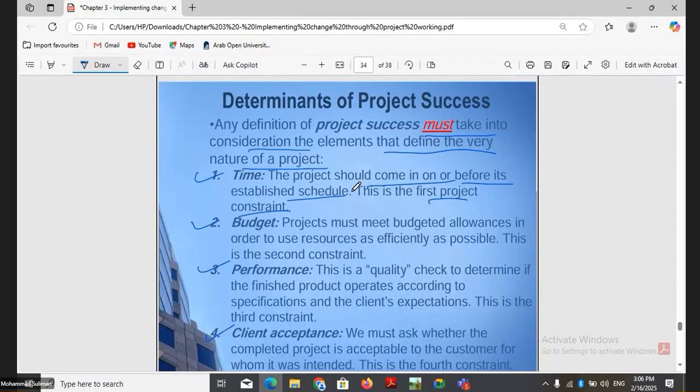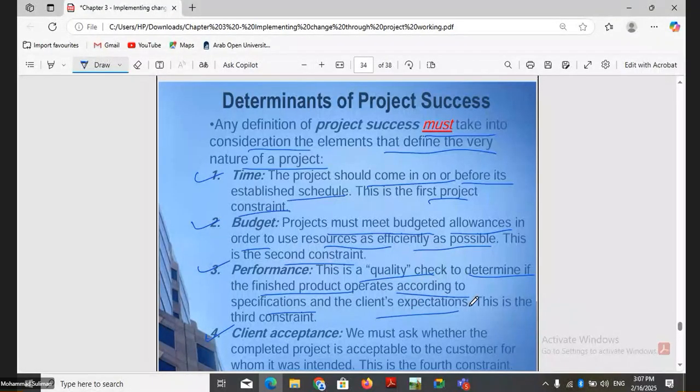And the third criterion to be successful is the quality check, to determine if the finished project operates according to the specification and client expectation. That is what is said. What are the objectives? Those are achieved, and it is working. The project is working fine. Then we say that yes, it is a successful project.